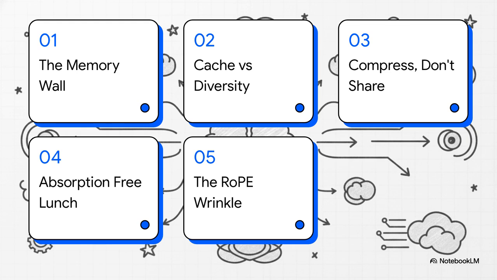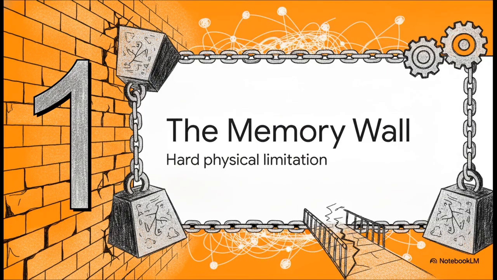So, our roadmap today covers exactly how they solve this. 1. The memory wall. 2. Cache versus diversity. 3. Compress, do not share. 4. The absorption free lunch. And finally, 5. The RoPE wrinkle.